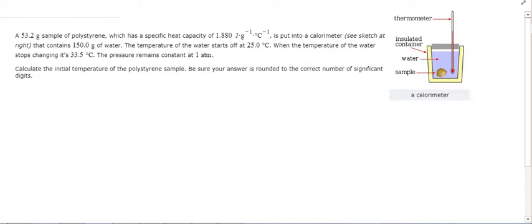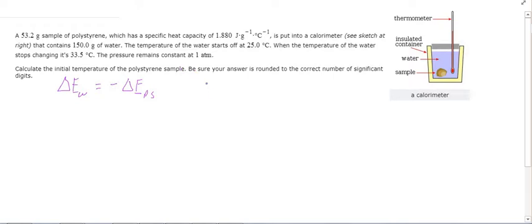So a couple of things are important to know before we start this problem. The energy that is gained by the water has got to be equal to the opposite of the energy that is released by the polystyrene. So this is a conservation of energy, where energy coming into or out of a system has to be absorbed by the surroundings. That's important for us to know as we begin this problem.